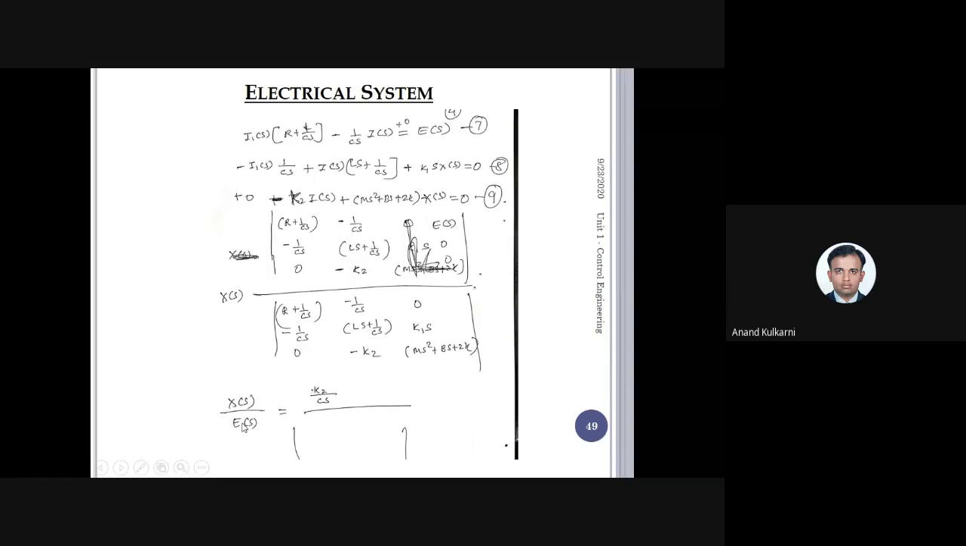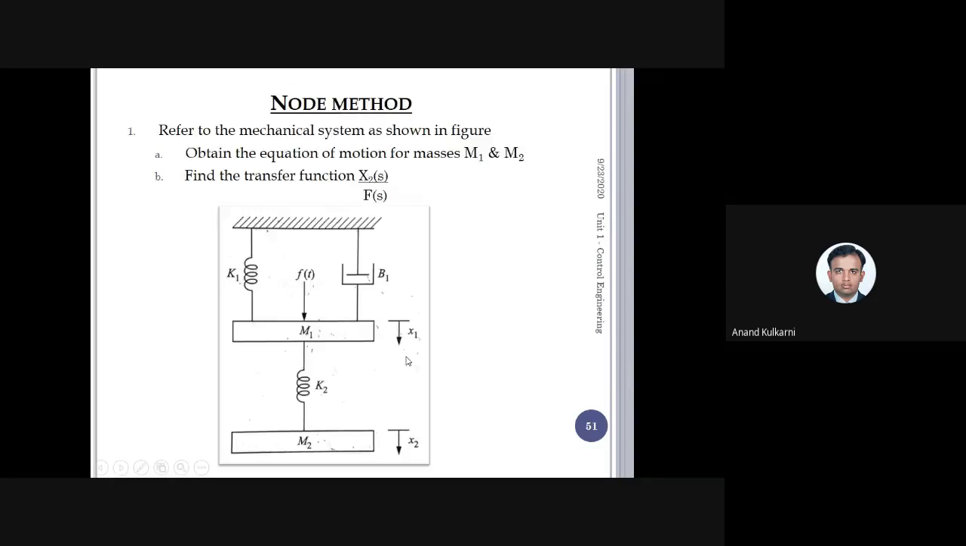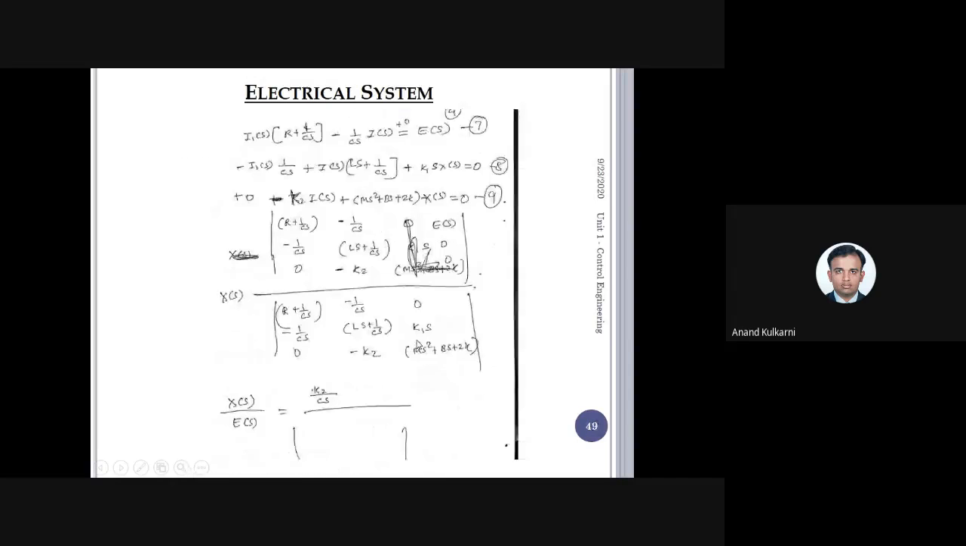E I have taken to this side, so it is a transfer function. So here I have to simplify this matrix, which I have not simplified yet. So you have to simplify that. This multiplied by this into this, minus of minus plus this into this, then minus of minus plus this into this multiplied by this into this minus this into this, then 0 multiplied by anything is 0. That you have to simplify.